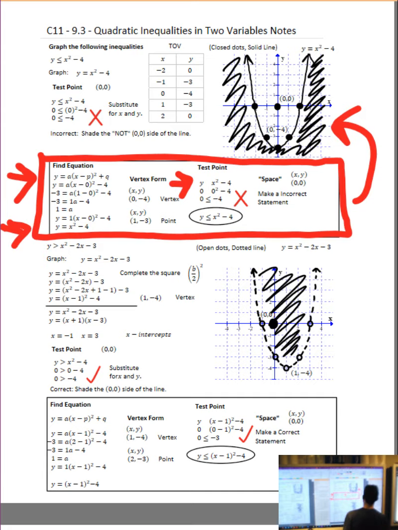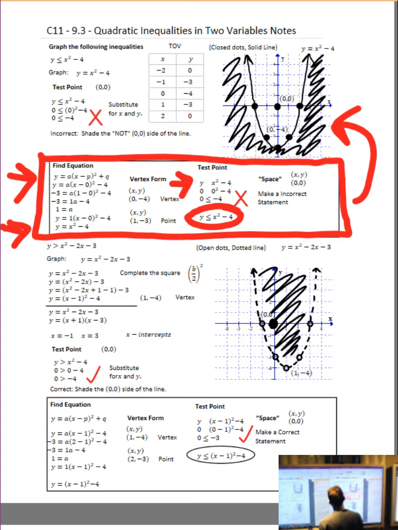So we're going to pick a test point like 0, 0. We're going to put it in. We know we're shading not that side, so make an incorrect statement and put the sign that you figured out into the equation you've just figured out off to the left. Reversing the process.